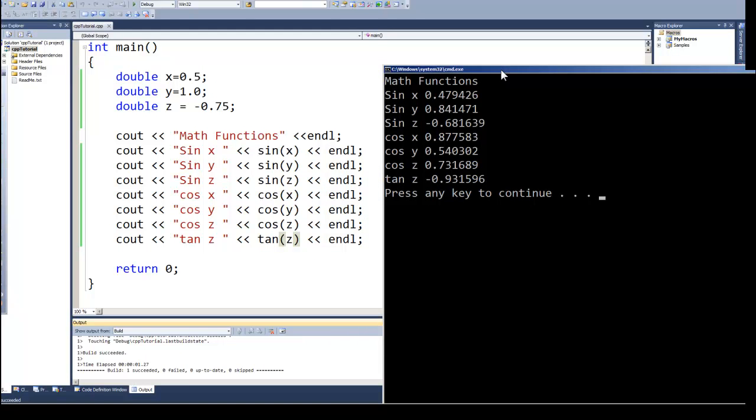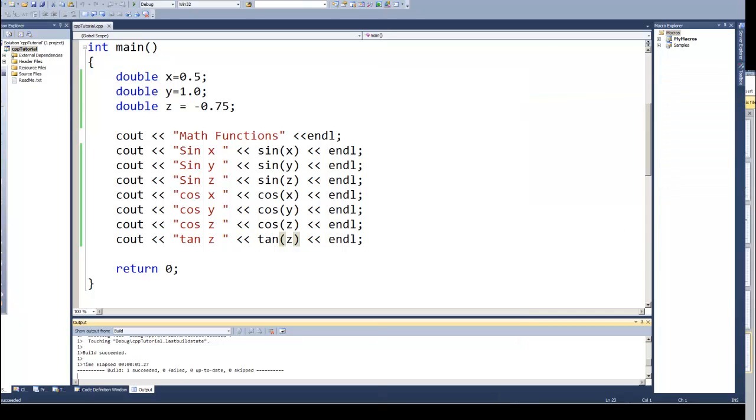Now, in our next movie, we'll look at converting degrees to radians, radians to degrees, and look at the inverse of those functions as well.